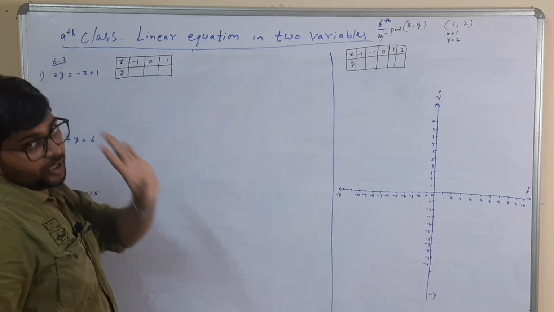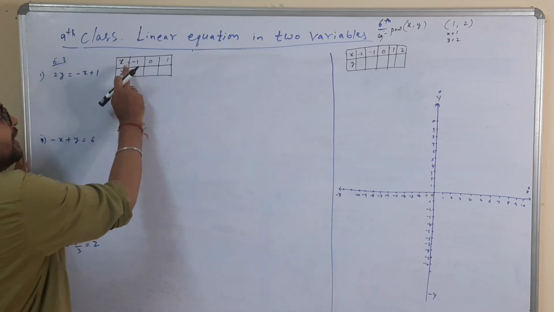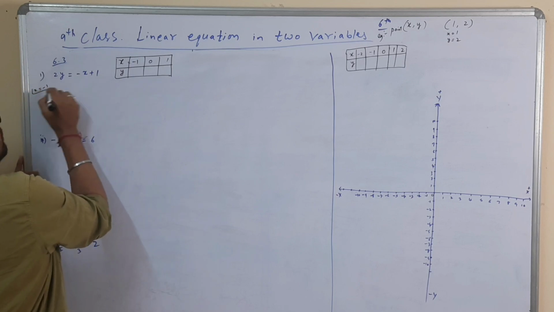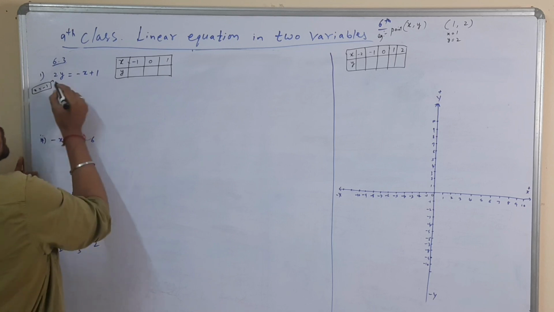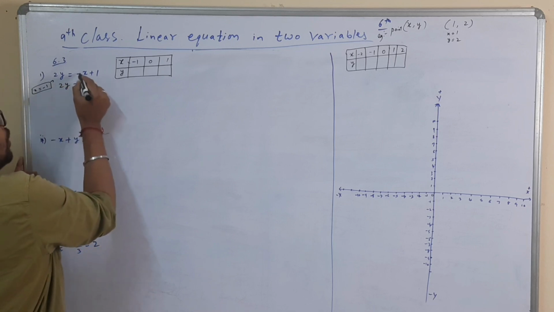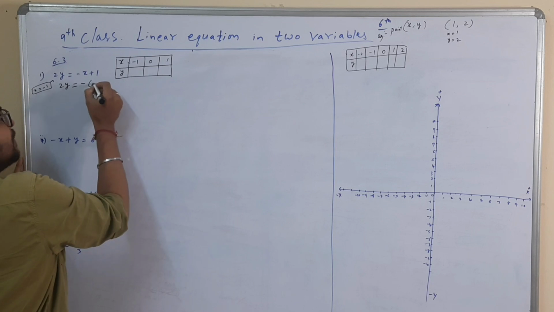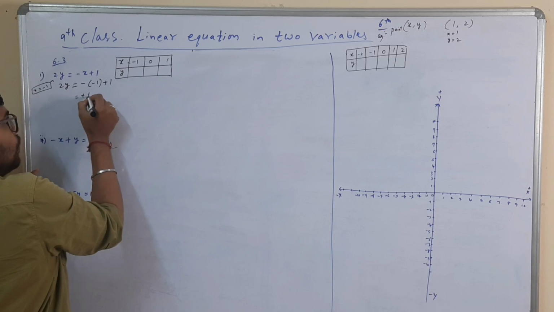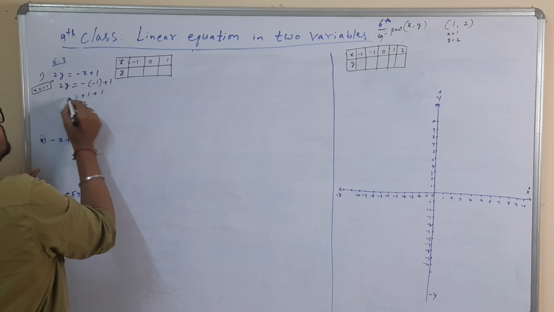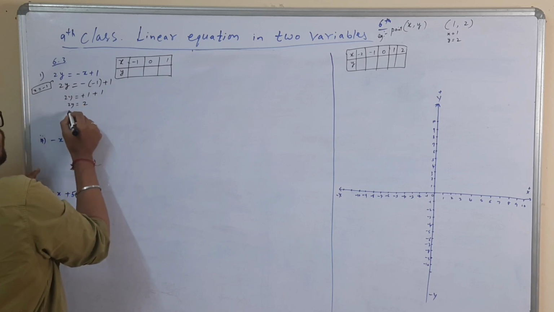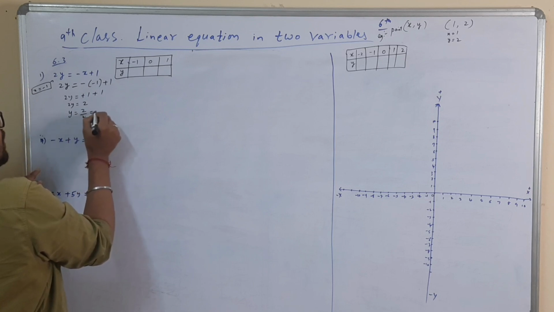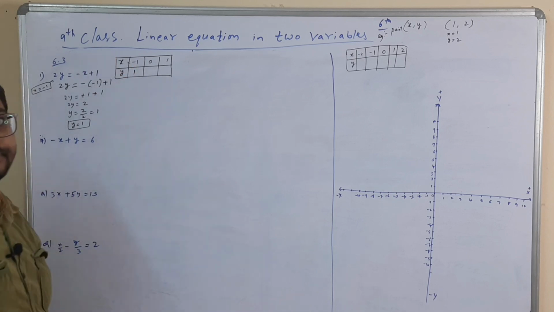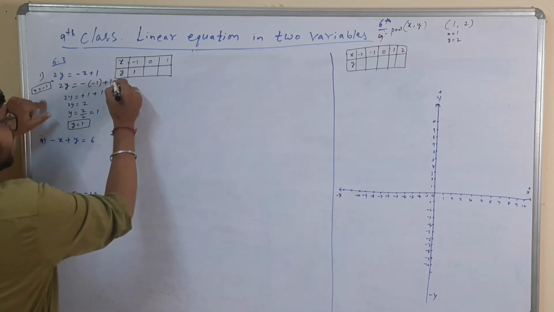For the first equation, whenever x is equal to -1, what do we get? See, x equal to -1, I am putting in this equation. So 2y is equal to, already minus is there, the x value is -1, plus 1. So this is minus into minus, plus 1, plus 1. So this is 2. Here is 2y. y is equal to 2 by 2, so y is equal to 1 we are getting. Same we have to do for x equal to 0.